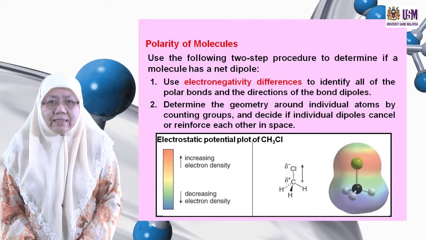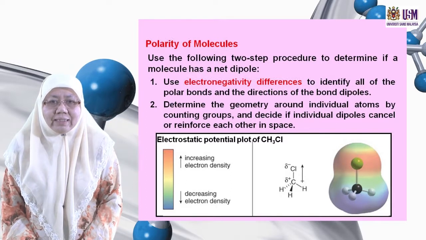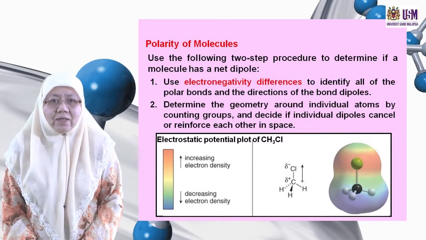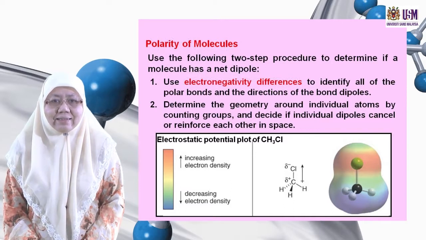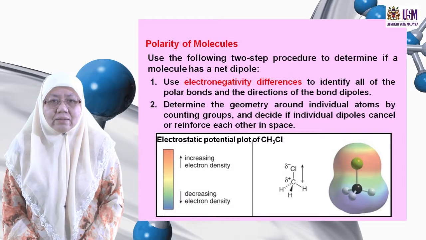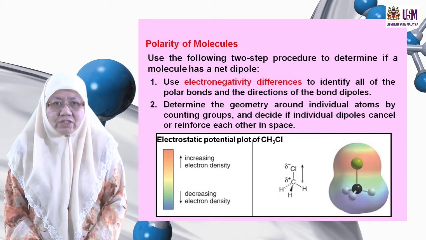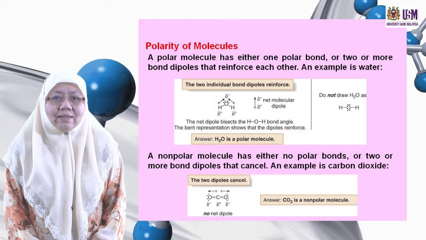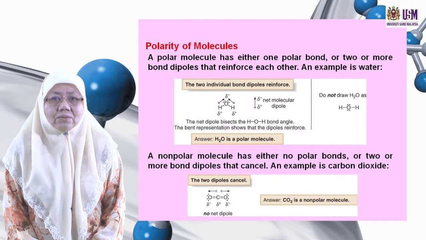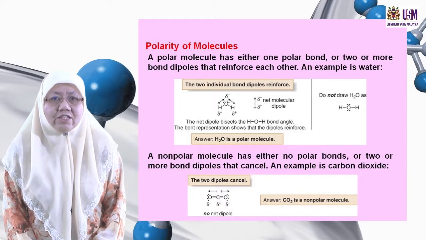For example, the molecule given here is CH3Cl. The bond between the carbon and the chlorine is a polar bond, and since chlorine has a higher electron density, the negative charge would be more towards chlorine, and the carbon will have a positive charge. A polar molecule has either one polar bond or two or more bond dipoles that reinforce each other.